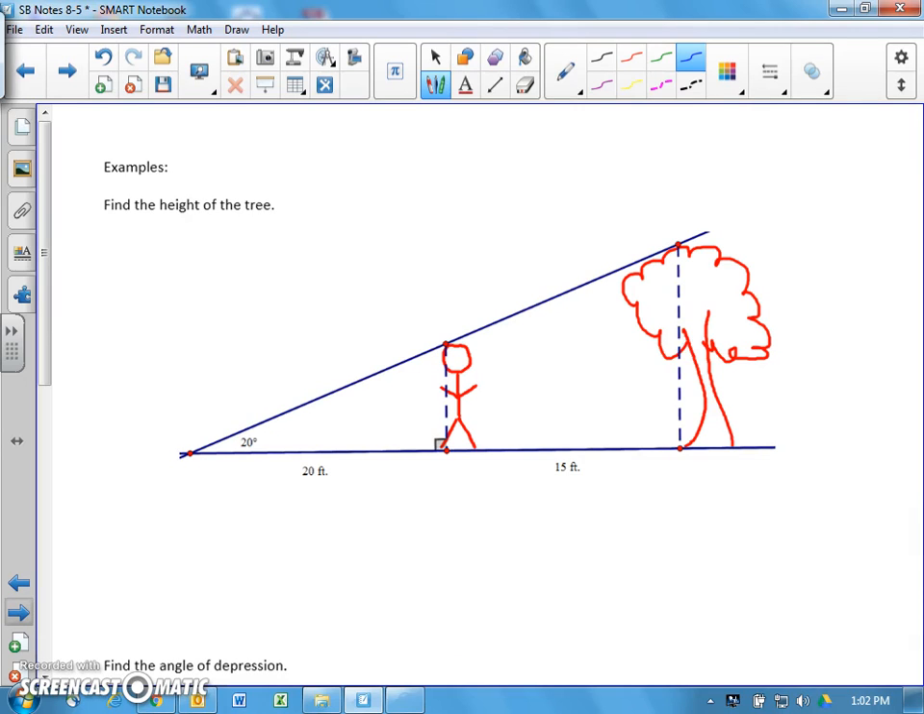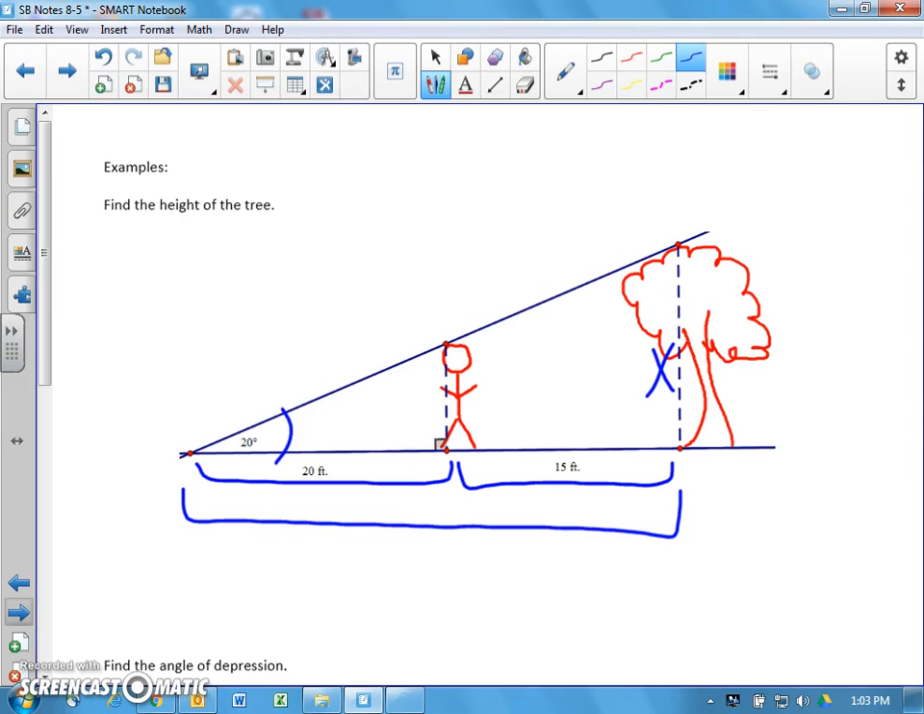Our job here is to find the height of the tree. So I'm going to just call that X so we know what we're looking for. We're shown here an angle of elevation of 20 degrees. We're also given a couple measurements of 20 feet from here to the person and 15 feet from the person to the tree. So if I want to look at this as a big right triangle problem, all I need is this side, which is 20 plus 15, or 35, and based on my angle of elevation, this is going to be my adjacent side. This is my hypotenuse up here. The X that I'm looking for would be my opposite side.